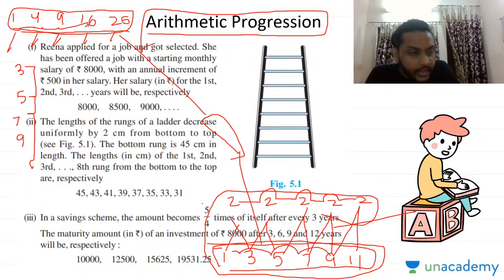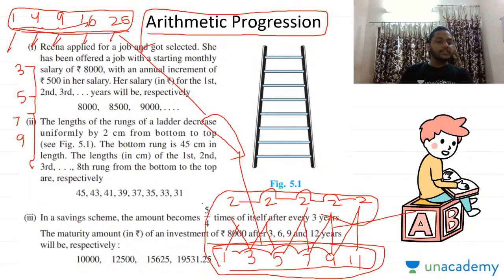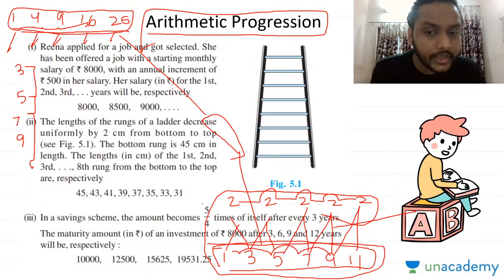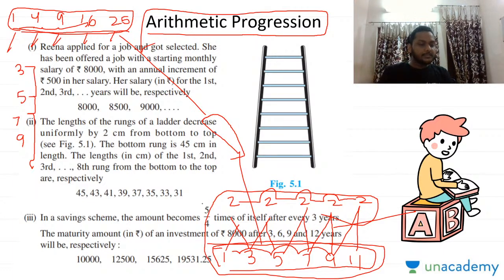Clear? So whenever the difference between any two consecutive terms remains the same in any sequence, we call that sequence arithmetic progression. We call that sequence AP. Am I clear or not? Everyone, you got this? Everyone out there guys, is this clear to all of you?